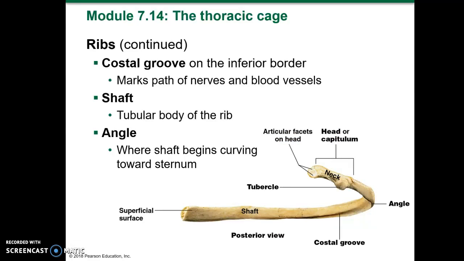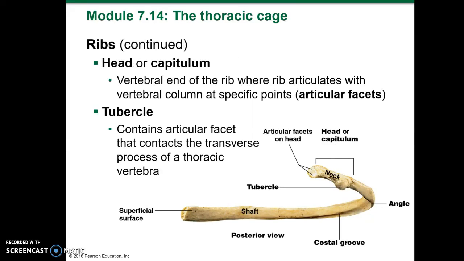Looking at individual ribs, you have a costal groove on the inferior border. This marks the path of the nerves and the blood vessels. And then the shaft is the major portion. It's the tubular body of the rib. And then the angle is where the shaft curves towards your sternum. Coming around the angle, you hit the head or capitulum.